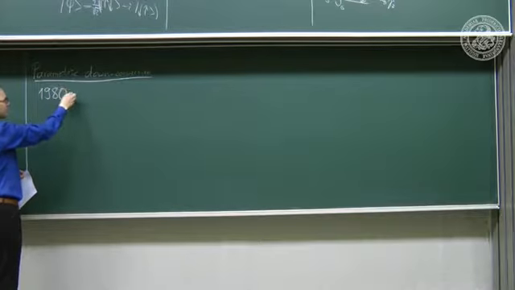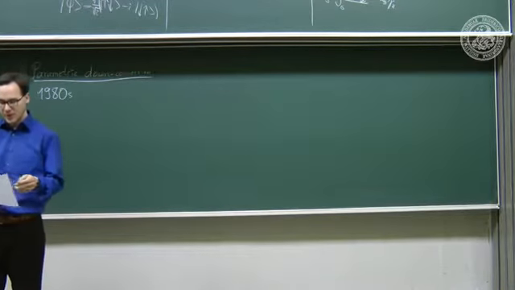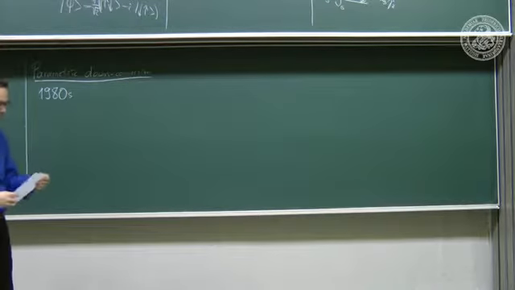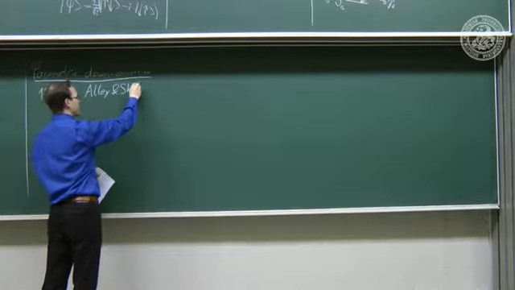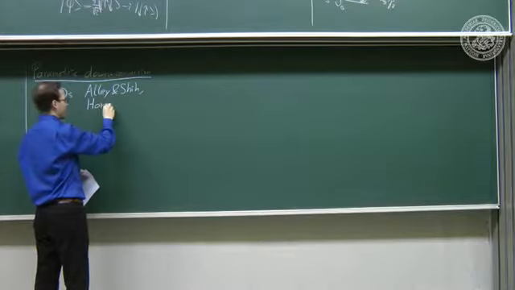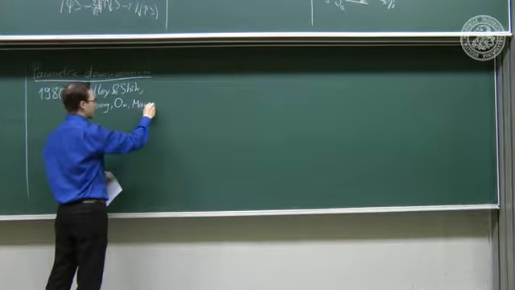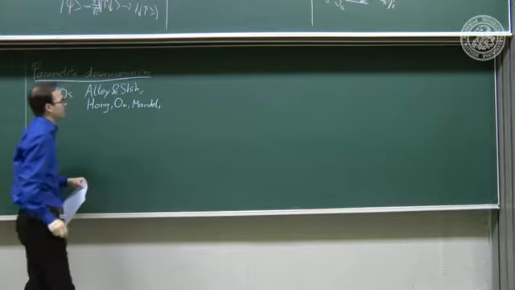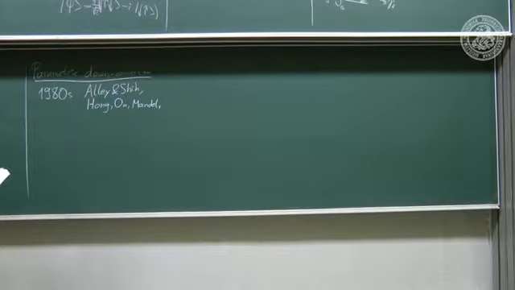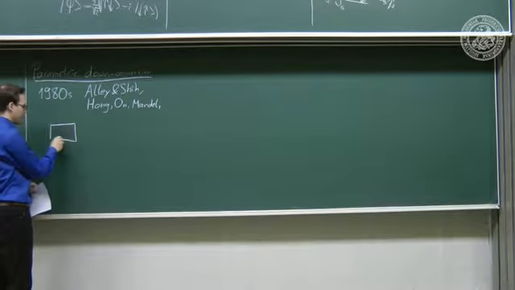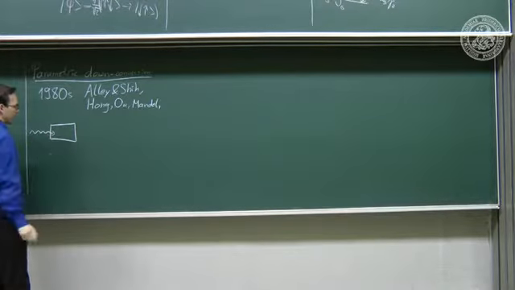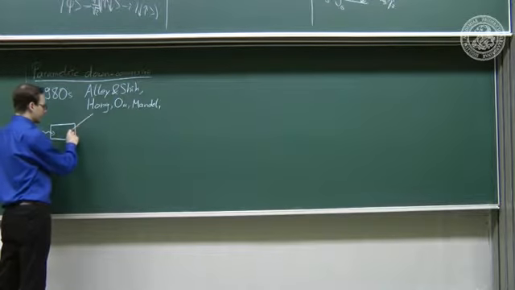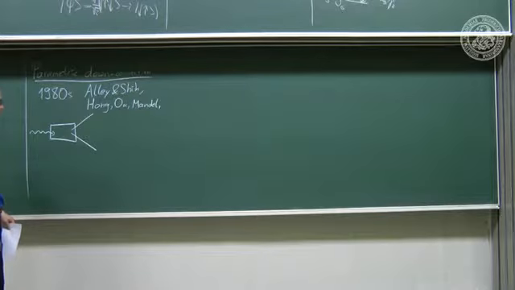So in the middle of the 80s, there were several experiments done by people such as Alley and Shih, Hong, Ou and Mandel and co-workers. And let me just draw a typical setup. So you would have one of those nonlinear crystals that we discussed, where you can split one photon into two. You would have light coming in and being split into two photons that emanate from this crystal.